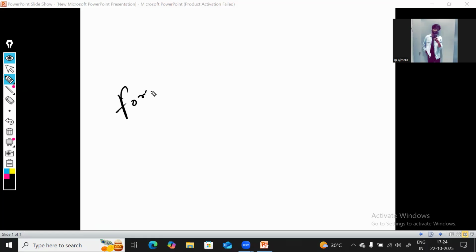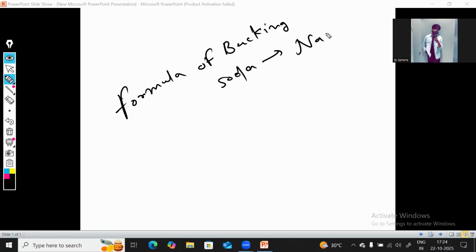Formula of baking soda. What is the formula of baking soda? It's sodium bicarbonate, NaHCO3. That is the formula of baking soda.